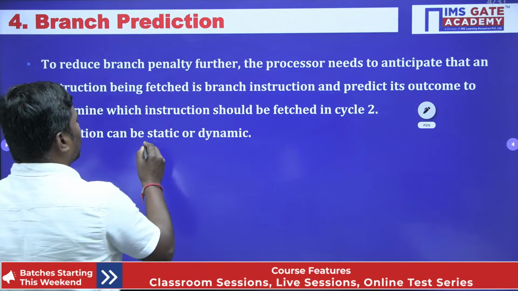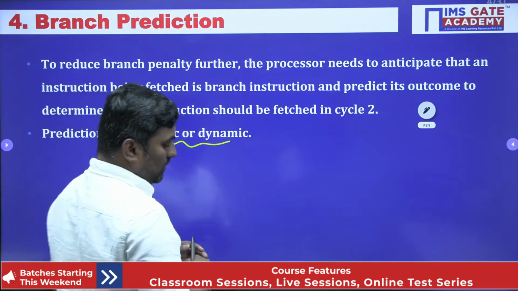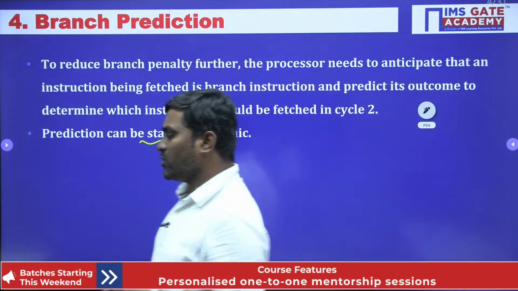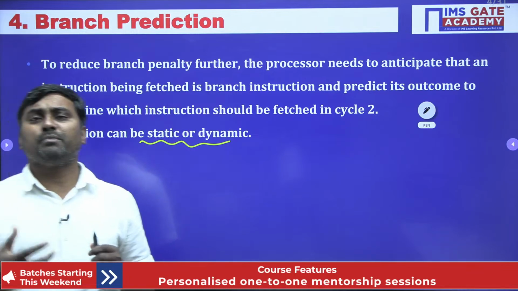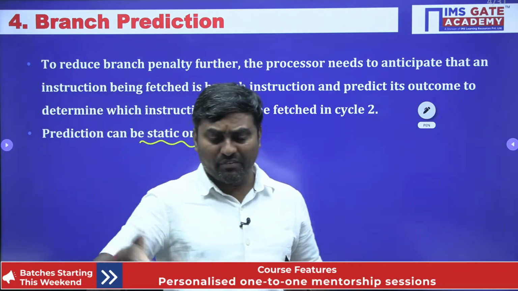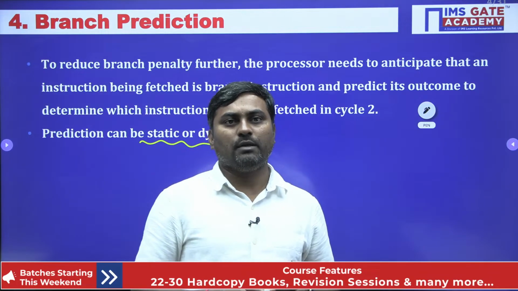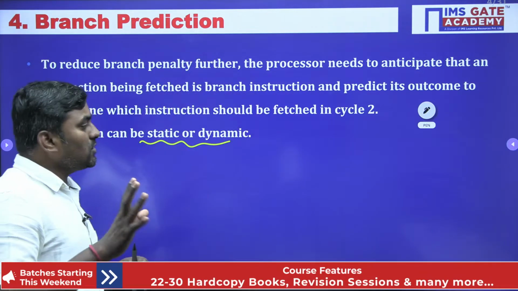This prediction can be of two types, static or dynamic. Static prediction is a fixed prediction. Dynamic prediction changes based on previous predictions, that is, the history of the branch instruction. The dynamic prediction changes dynamically. Let's observe both of them.